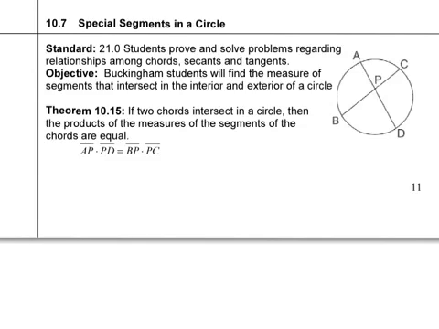Now, this first theorem here, it's talking about chords going through any part of a circle. P is not in the center. It can be, but this does not have to be in the center. It's just any two chords that intersect in a circle.